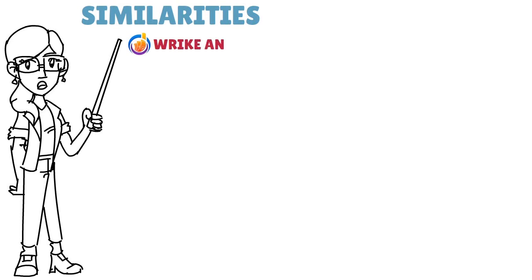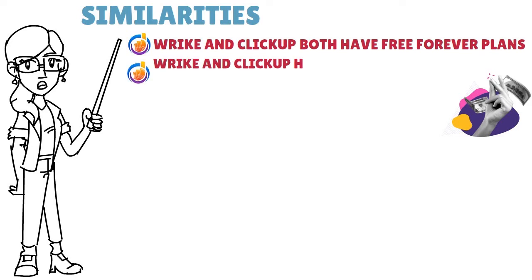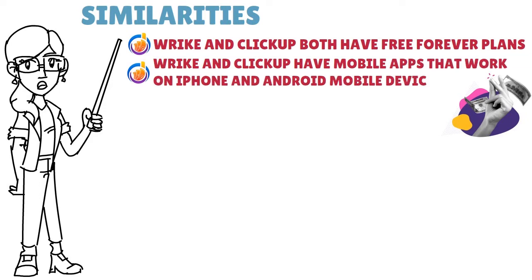First of all, Wrike and ClickUp business plan software both have free forever plans that can help freelancers and small businesses who need, let's say, project management software, but don't want to get paid subscriptions just yet. Okay, so if you're listening to me right now and budgeting is an important issue for you, then you want to go with either Wrike or ClickUp. And Wrike and ClickUp have mobile apps that work on iPhones and Android mobile devices, providing essential productivity tools while working in the field.